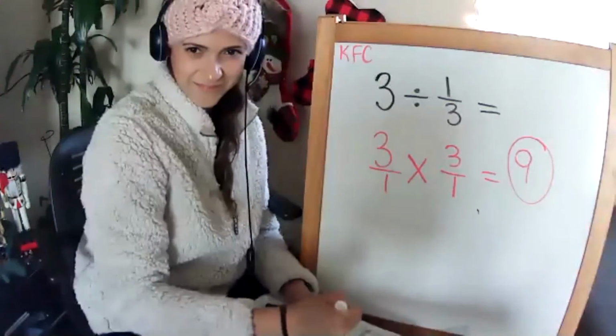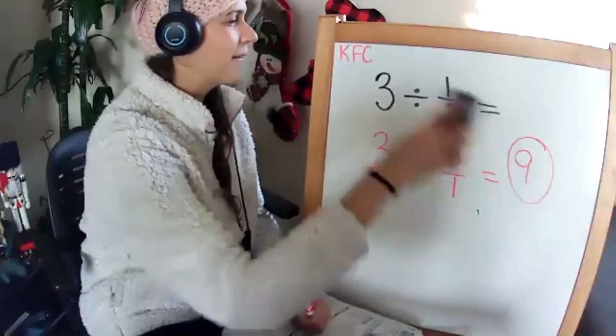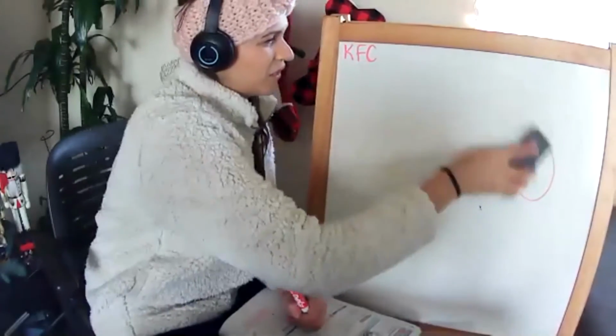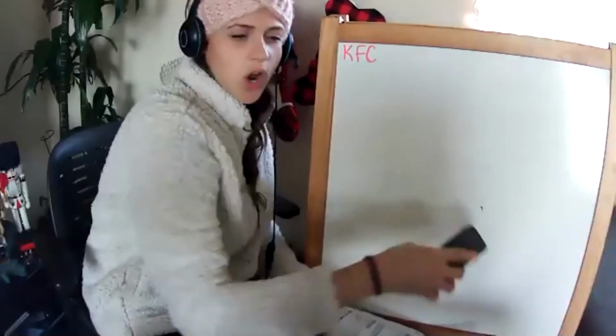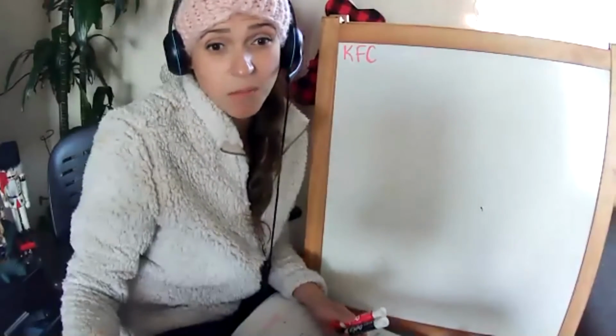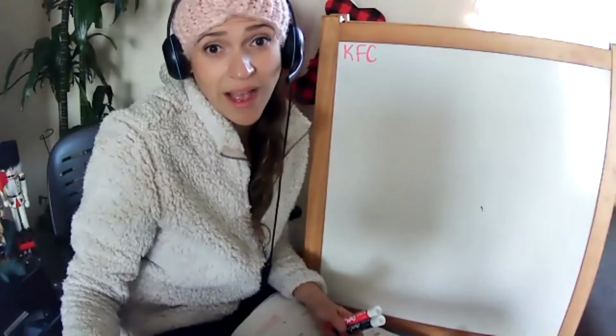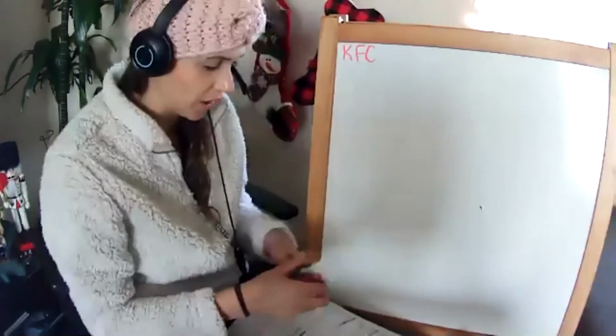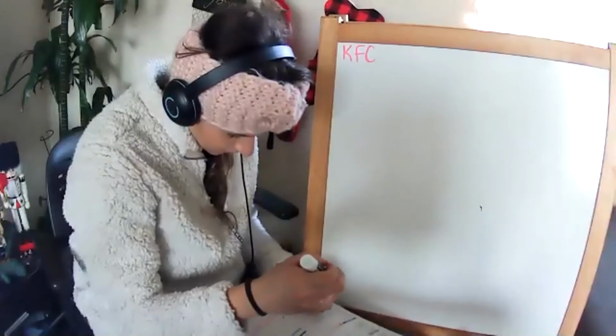Miss Phyllis, stop torturing us. Nine. Too easy. All right, it's not torture. If you know how to multiply fractions, you know how to divide fractions. I'm being tortured by too easiness.